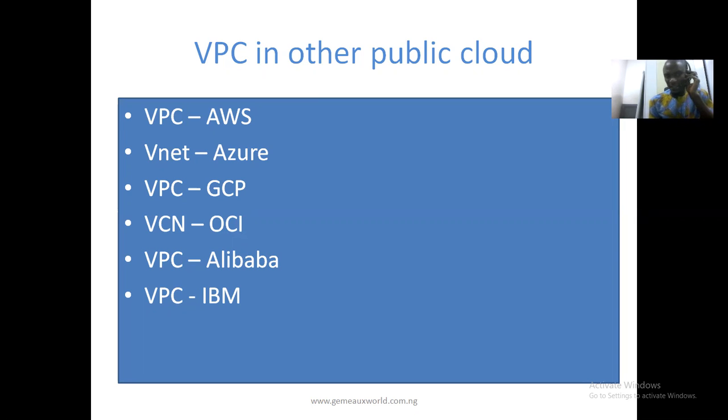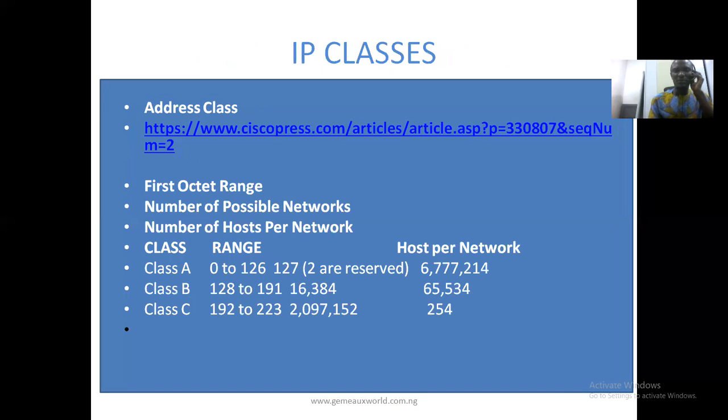Azure calls it VNet. GCP, that is Google Cloud Platform, calls it VPC. Oracle Cloud Infrastructure calls it VCN, Alibaba calls it VPC, IBM calls it VPC, and others have different names, but they are the same thing. They are the same grammar, the way they design it is the same design. They just have different names for it.